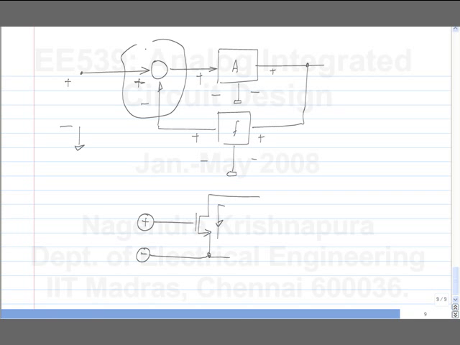What is the disadvantage of this? If I apply V1 with respect to ground here and V2 with respect to ground here, the current flowing in the common source amplifier will be related to V1 minus V2, that times gm. So this does behave like a block that takes the difference between V1 and V2. Can we use this for our feedback circuit? Why not?